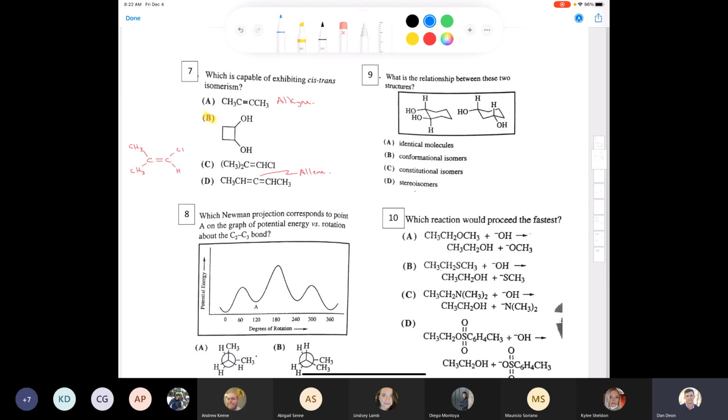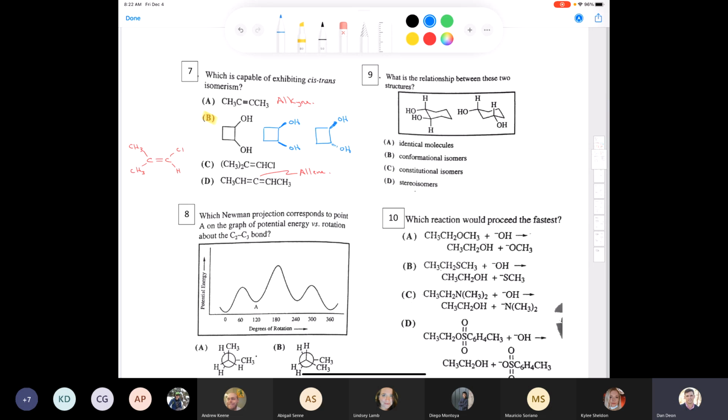whereas the compound in B, 1,2-cyclobutane diol, can exist as cis-trans isomers, right? If we have the cis, that's a meso compound, and then we could also draw a trans compound for it too, okay? Like this. There we go. So that one can have cis-trans isomerism.